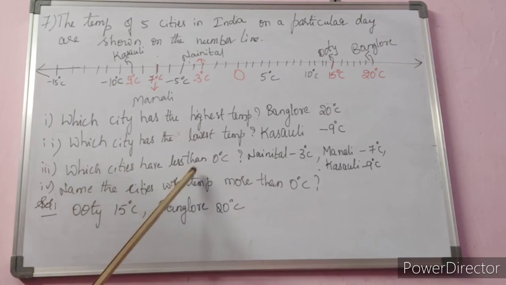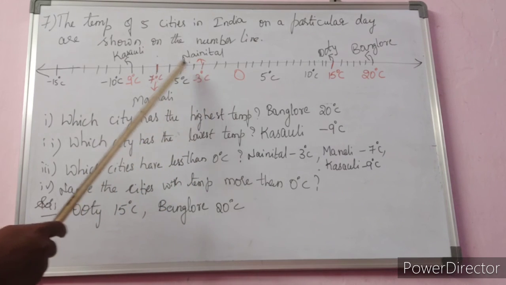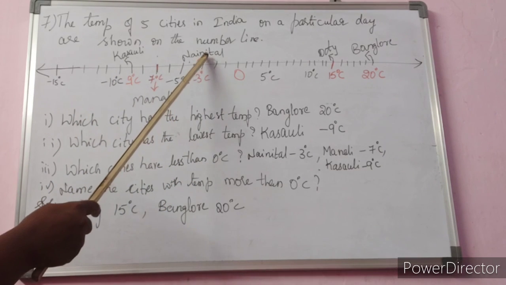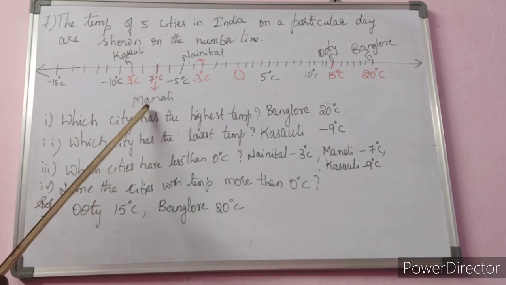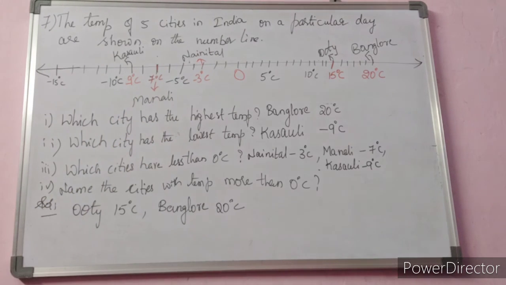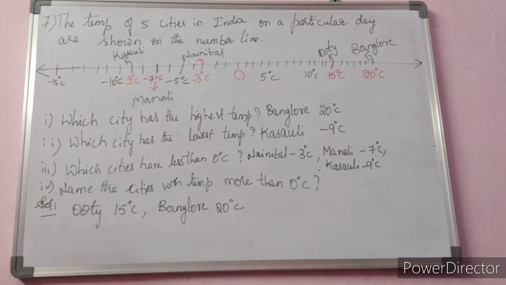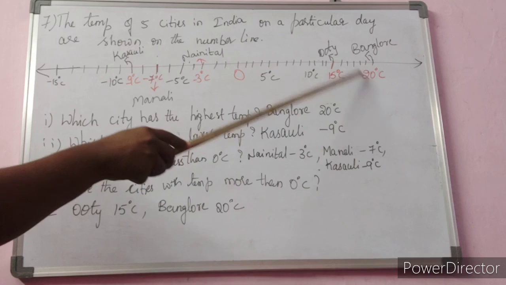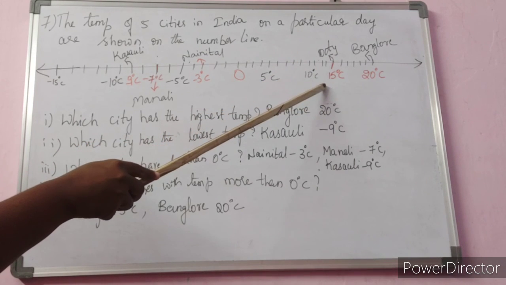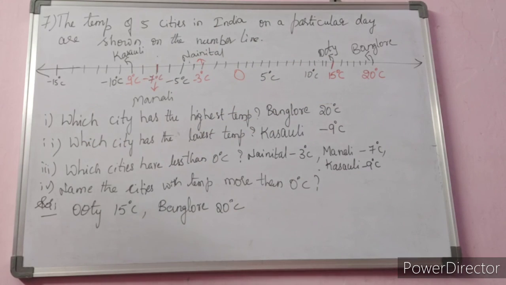So which city is having less than 0 degrees Celsius? See, first one -3 degrees Celsius: Nainital is having -3. Manali is having -7 and Kasauli is having -9 degrees Celsius. Now name the cities with temperature more than 0 degrees Celsius. There are 2 cities: Ooty is 15 degrees Celsius, Bangalore is 20 degrees Celsius. I hope you are able to understand these questions, and we will continue with the next exercise.